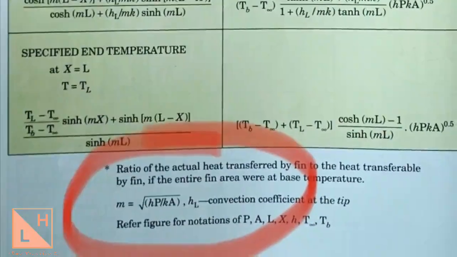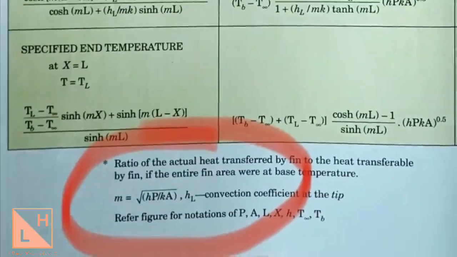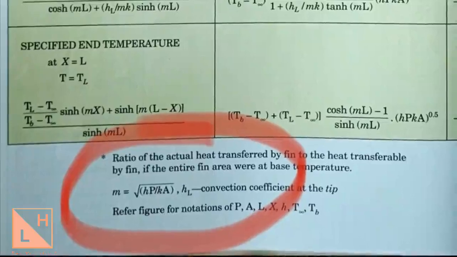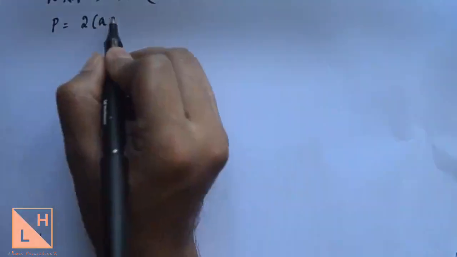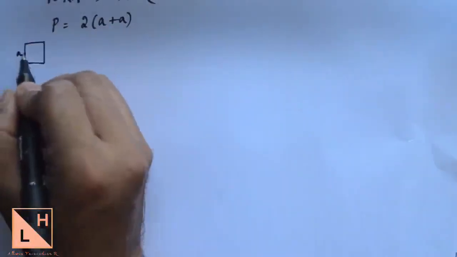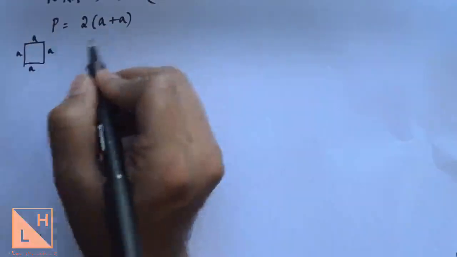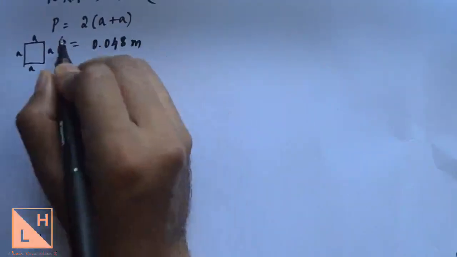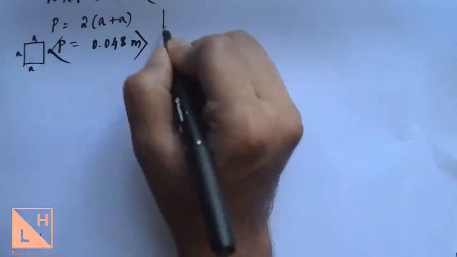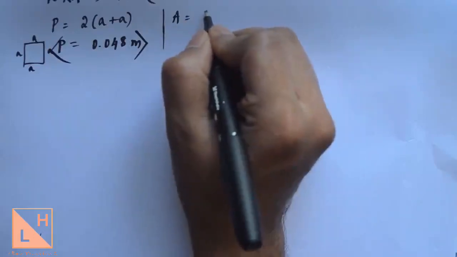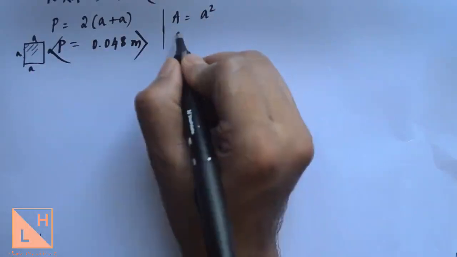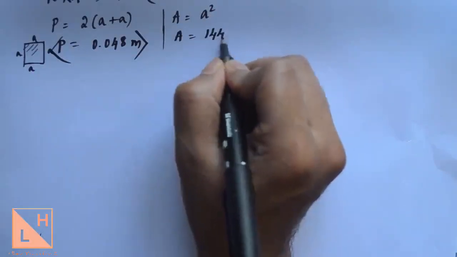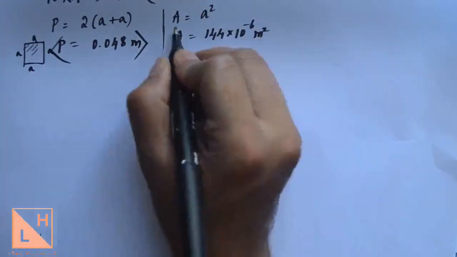We know the value of m, that is given by (hP/kA) power 0.5, which you will find in the data handbook, page number 50. First we will find the perimeter. The value of P is called the perimeter. Here it's a square cross section, so the perimeter is given by 2 into (a plus a), which you can find in this manner. Next we will find the cross sectional area. Since it is a square cross section, the area will be given as a square. You can substitute and get the number.